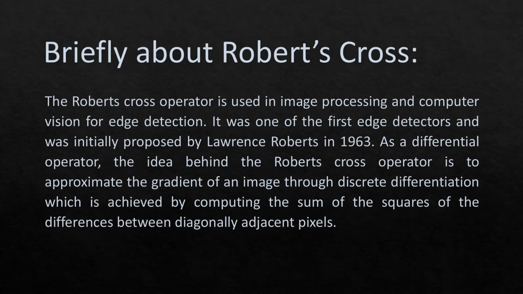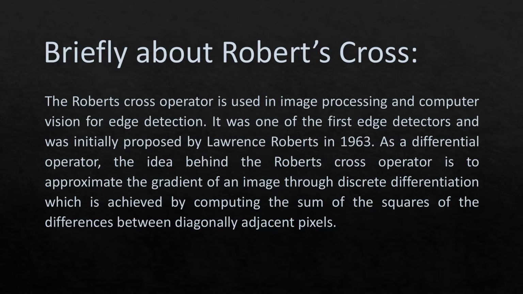Now, let's understand briefly about the Roberts cross. The Roberts cross operator is used in image processing and computer vision for edge detection. These are typically the most common uses of edge detection. Anyways, now let's see. It was proposed by Lawrence Roberts. Yeah, the name of the scientist who proposed it gave it the name Roberts edge detection.